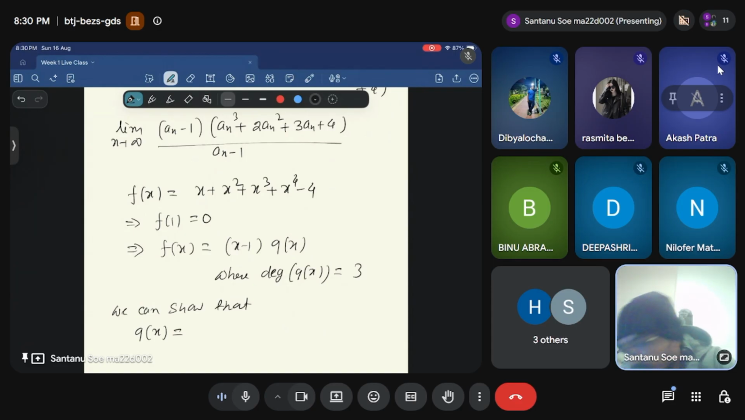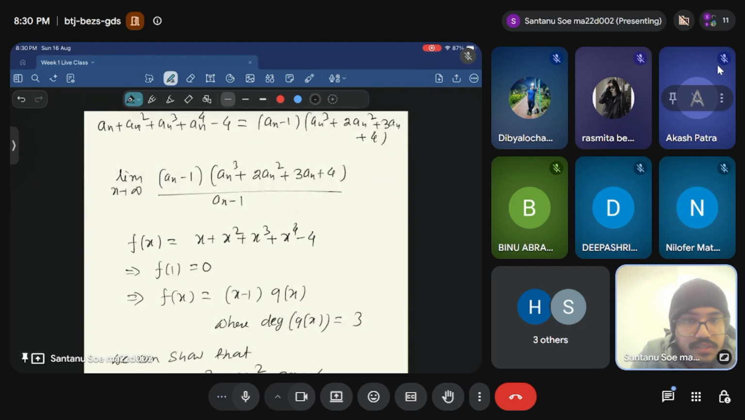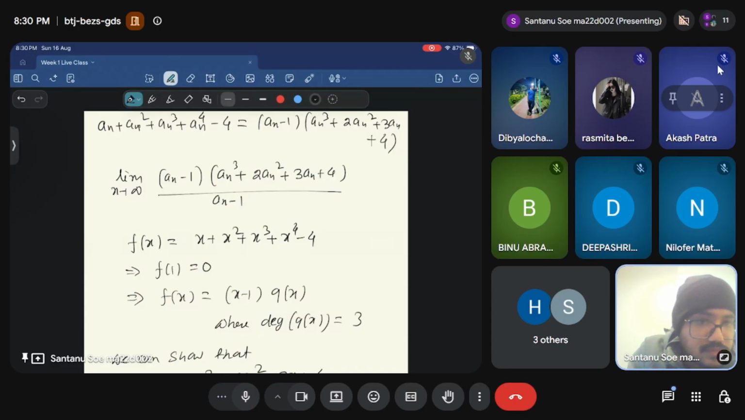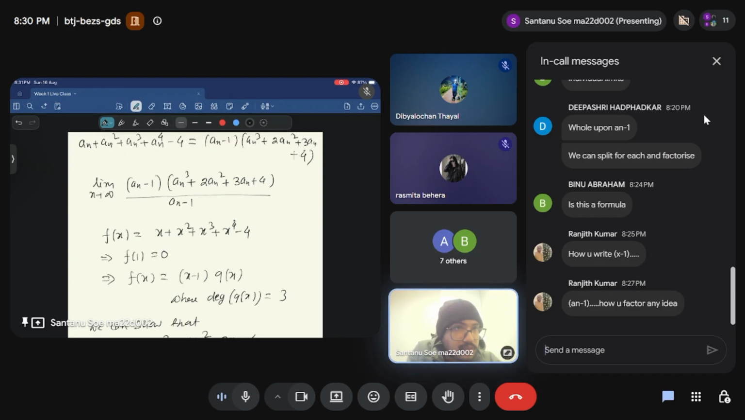So after the division, you will get q of x to be x cube plus 2x square plus 3x plus 4. And this is what we have written at the top. x minus 1 into q of x, and x will be replaced by an. So an minus 1 into an cube plus 2an square plus 3an plus 4. Correct? Is it clear? Ranjit Kumar, is it clear?